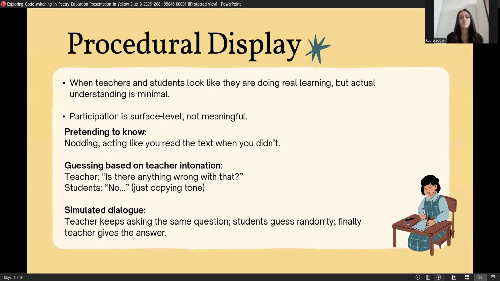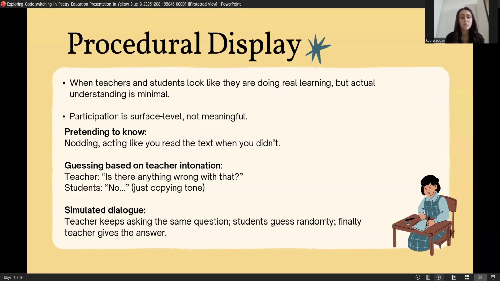And procedural display. When teachers and students look like they are doing real learning, but actual understanding is minimal. Participation is surface level, not meaningful. Pretending to know, nodding, acting like you read the text when you didn't, guessing based on teacher intonation. Teacher asks, is there anything wrong with that? And students respond, no, just copying tone.